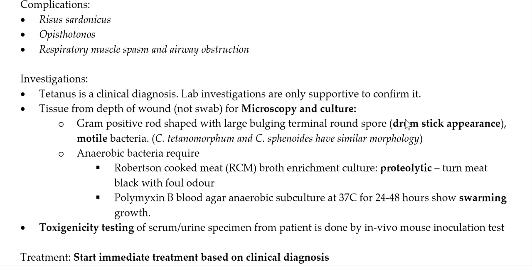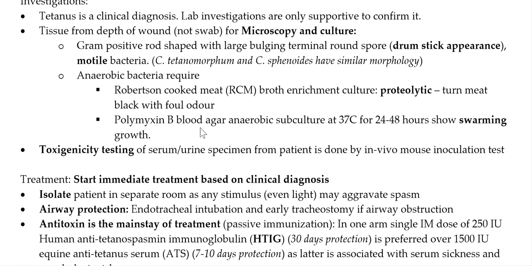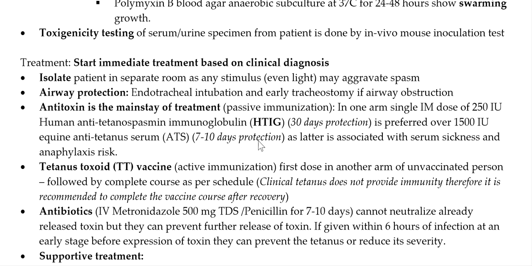It will show swarming growth. There will be a film of growth. You will not find a single colony. So that is known as swarming. And these are the characteristics of microscopy and culture. Toxigenicity testing should be done from serum or urine specimen, and it is done using in vivo mouse inoculation test. But most of the time, tetanus is a clinical diagnosis, and we directly jump to the treatment based on the clinical diagnosis. So, what could be the treatment?